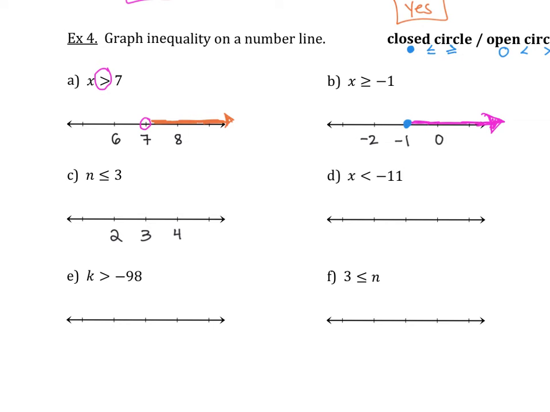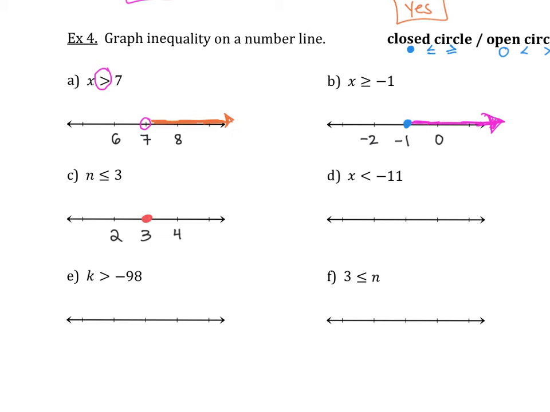Let's see. Open or closed? This symbol is less than or equal to, so I'm going to make it closed. At the 3 is the important number. Okay, now this symbol is less than or equal to. So I want to shade lower than 3.